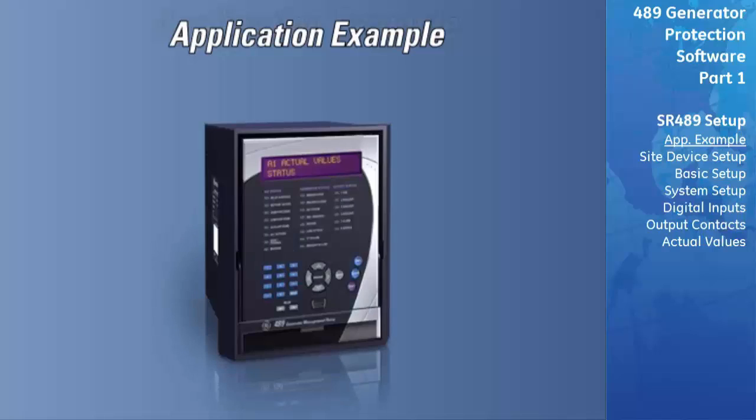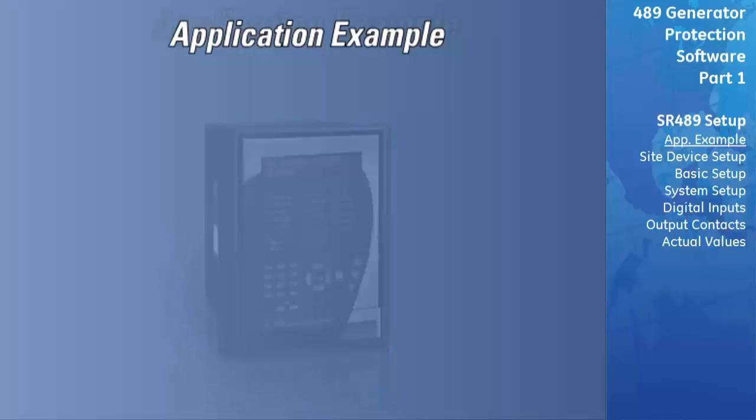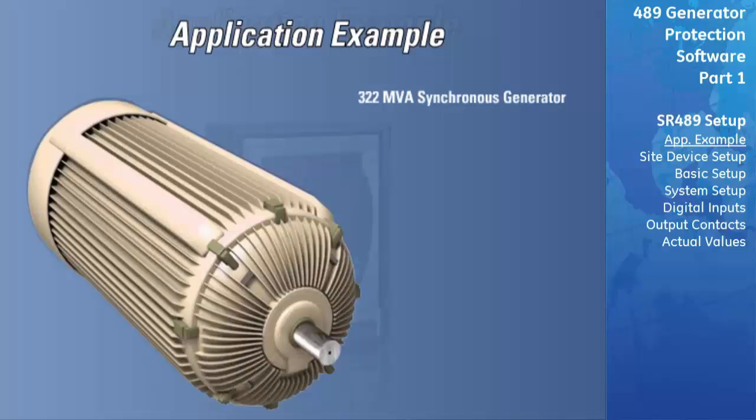Application example. In order to aid us in understanding the programming and application of the SR489 relay, we will use the following application example. For our example, we will be protecting a 322 MVA synchronous generator with a voltage rating of 18 kilovolts. We will run at a power factor of 0.9 on a 60 Hz ABC rotation system.